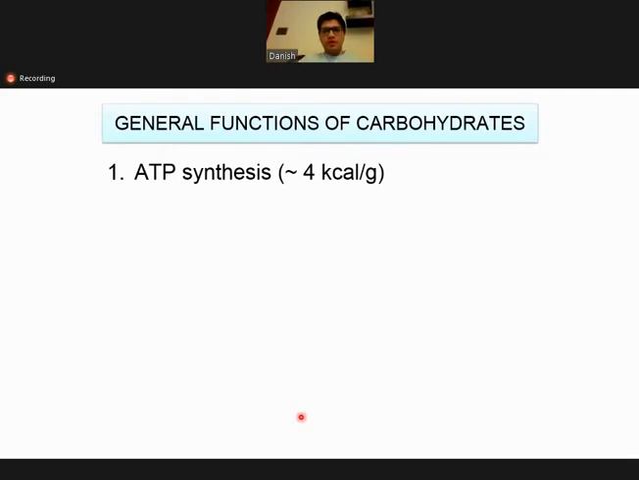Now, a general function of carbohydrates. A carbohydrate can provide loads and loads of energy. All the polysaccharides and the other monosaccharides like fructose and galactose are converted into glucose, and then glucose goes into a metabolic pathway, glycolysis, in which the glucose is broken down and forms pyruvate. The pyruvate goes further into the TCA cycle by forming acetyl CoA, and it provides loads and loads of energy.